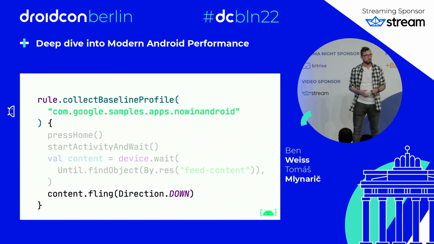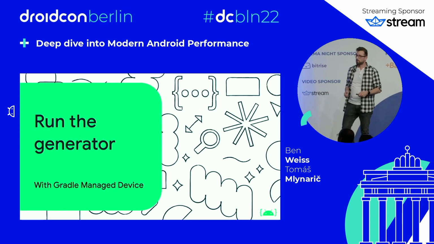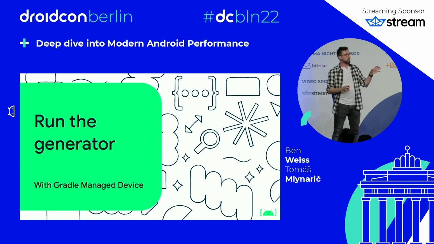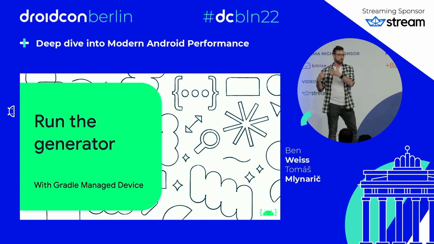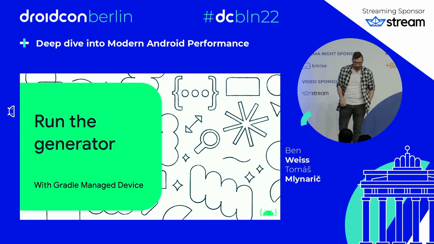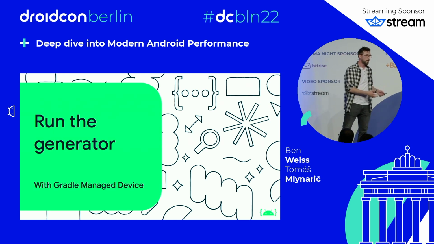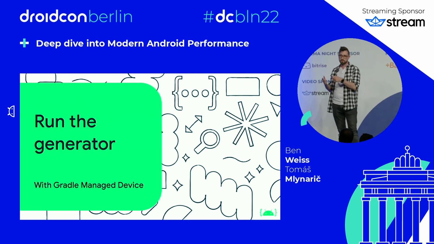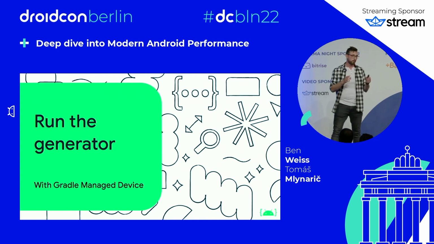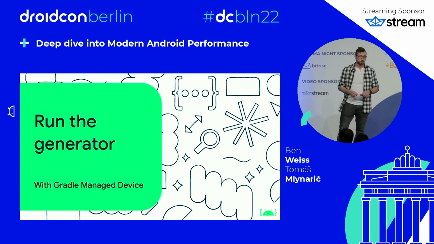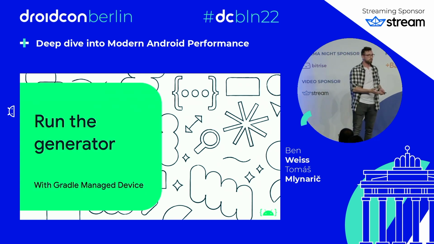That's our generator. Once we run the generator, it will collect the methods and classes that were called during the execution of that test. To run it, even though it's the same library, it's a little bit different here. We run benchmarks on a real device, but we need to run the baseline profile generators on a rooted device for now. And we can use an emulator for that.